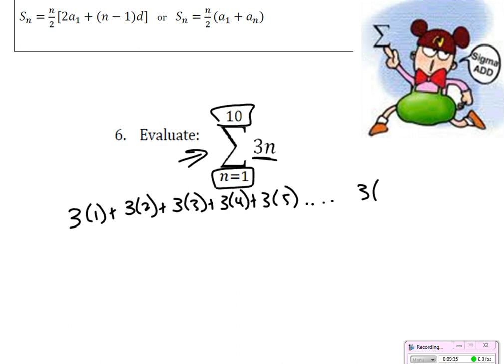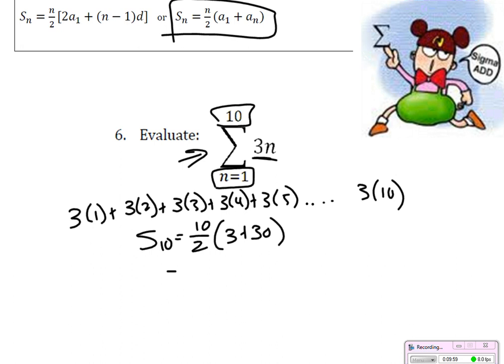So I can sit there and crank that out. I showed some of you guys how to do it in the calculator. Or what I can do is this. I can figure out the first term and the last term really, really easily and then plug it into there. So the sum of the 10 together is going to be 10 divided by 2 times 3 plus 30. So that means I'm going to have 5 times 33. So 5 times 33 is 165.